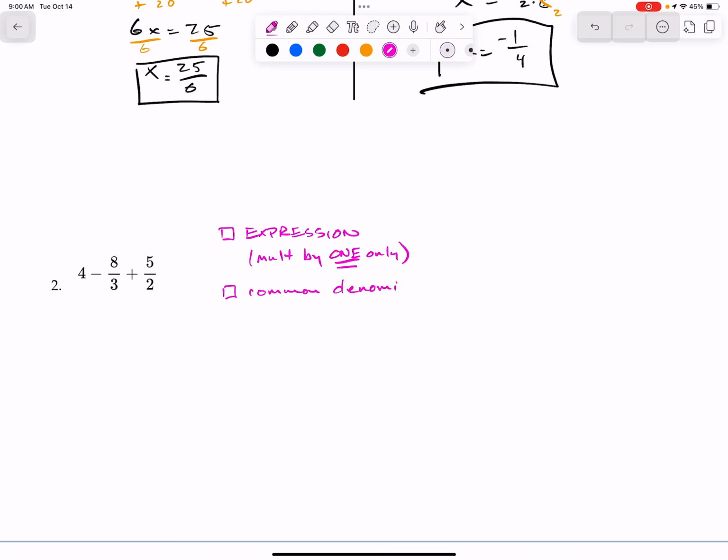Wow. Denominator. That was my computer. I must have gotten an email or something, but it was uncommonly loud.